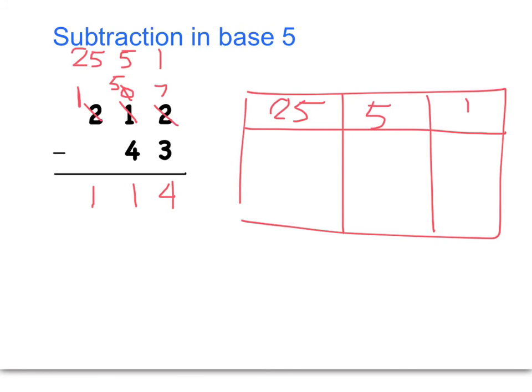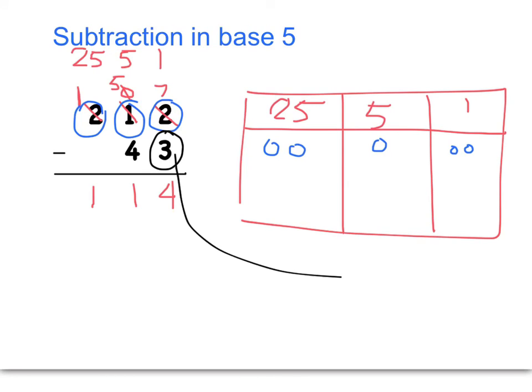Let's take the exact same problem that we did over here and use it in kind of a chip model. So I had 2 groups of 25, so I'm going to put 2 circles in there. I had 1 group of 5. I'm going to put 1 group of 5 in the 5 place value and 2 groups of 1. All right, so it said take away 3 groups. Well, I don't have 3 groups to take away from.